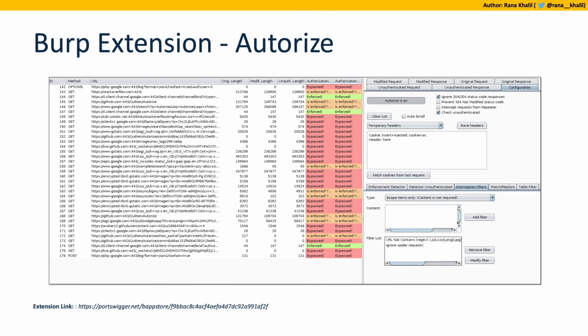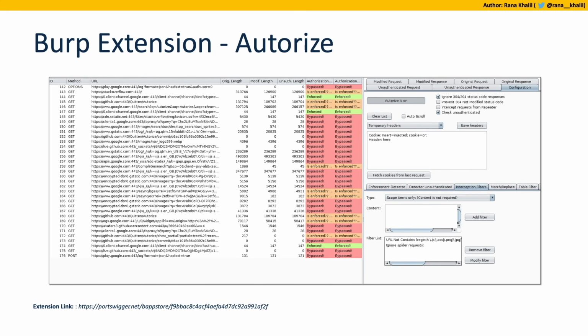Now, the way it identifies that is based on a few factors, but the main one is really the length of the request. So you could see over here, if the length is different, then the access control rule could potentially be enforced. However, if the length is the same, then the access control rule is bypassed, and sometimes you get the "is enforced?" result, and what that means is it's potentially enforced, but the extension is not sure. So you could see that it doesn't really automate the entire process for you.